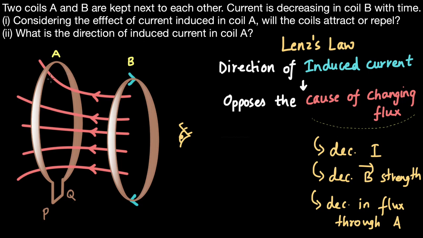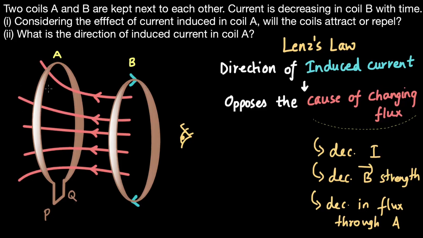Now coil A doesn't like that. Coil A doesn't want the flux that is passing through it to decrease. It wants to oppose that. It wants to oppose the decreasing flux. Now to oppose the decreasing flux, it must increase the flux. And to increase the flux, should the coil on the right be pulled or pushed away from coil A? Let's first try and move this coil away from coil A and see what happens.